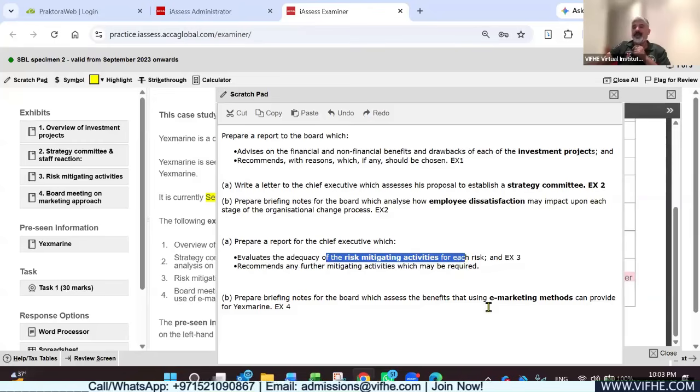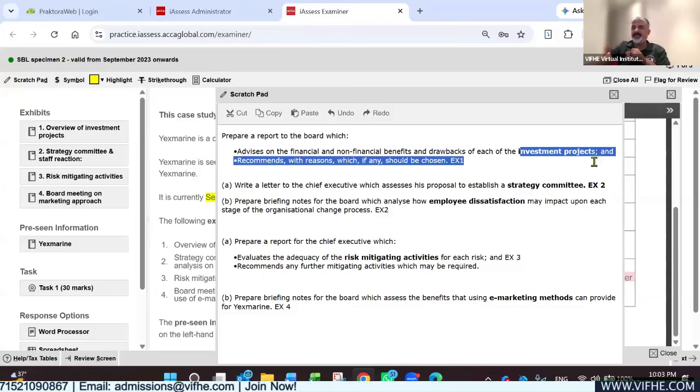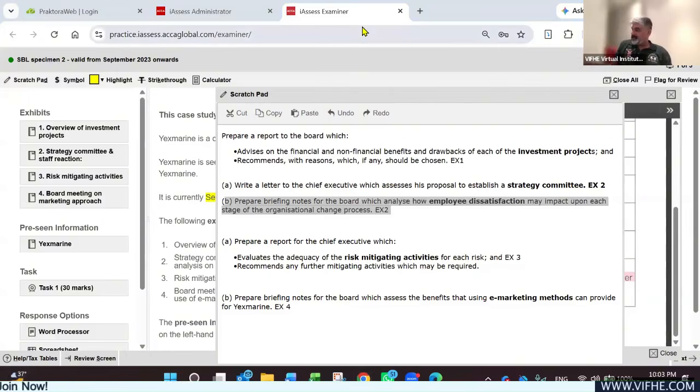Risk management straightforward, marketing straightforward, strategy committee straightforward, investment project straightforward. But this one, change management, I will do it in the last. Clear, guys? It's all part of your planning.